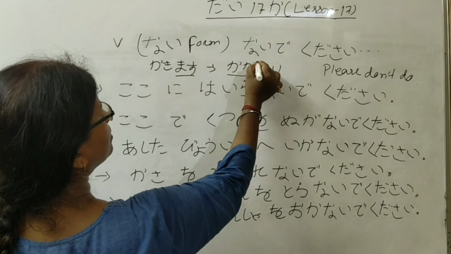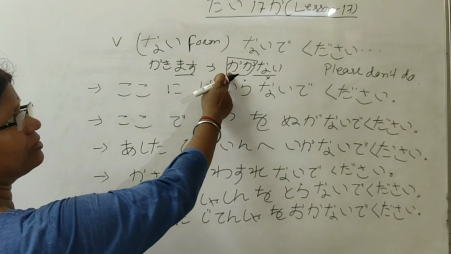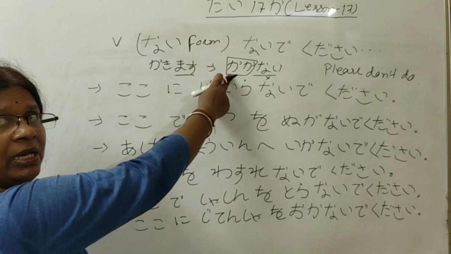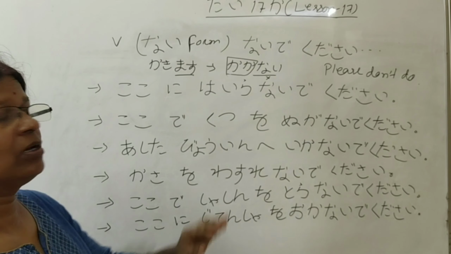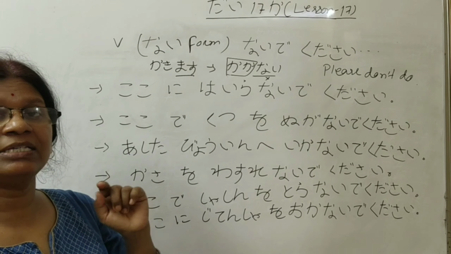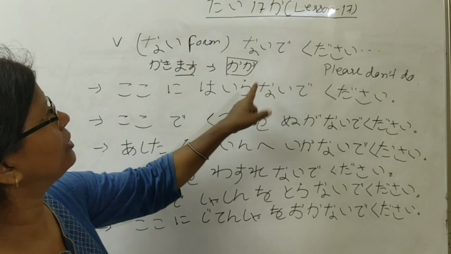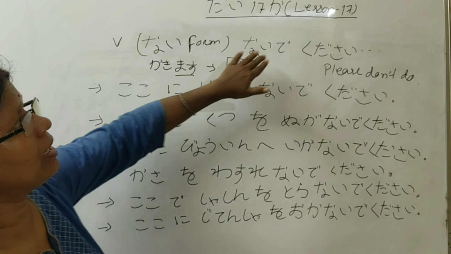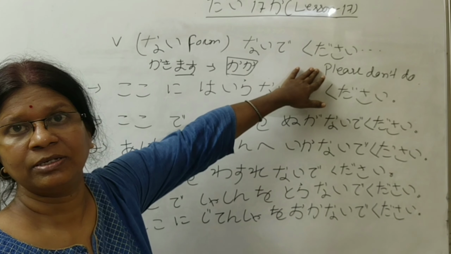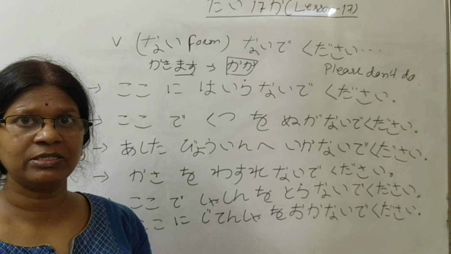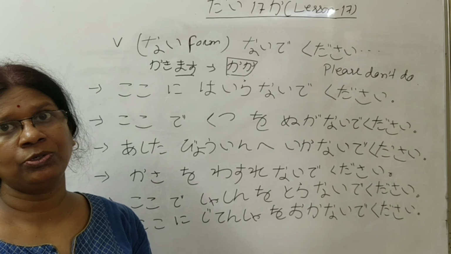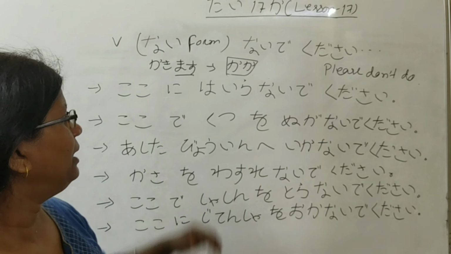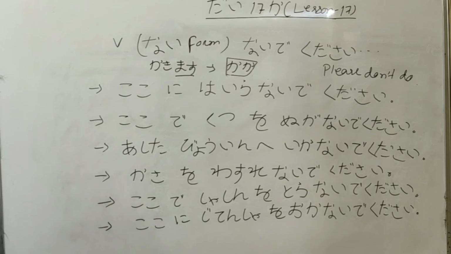This is the nai form, kaka. Nomimasu, noma nai. Noma is the nai form. So, this much only is the nai form. So, nai form, nai de kudasai. Okay? It means, please don't do. Let's see the sentences.